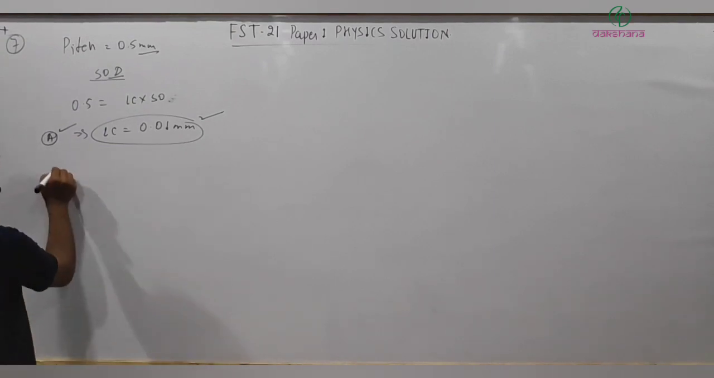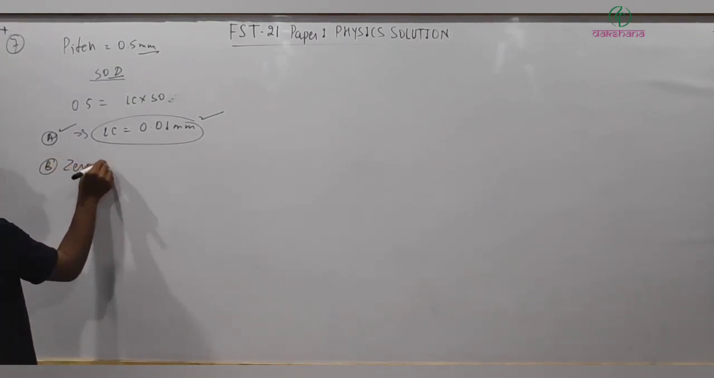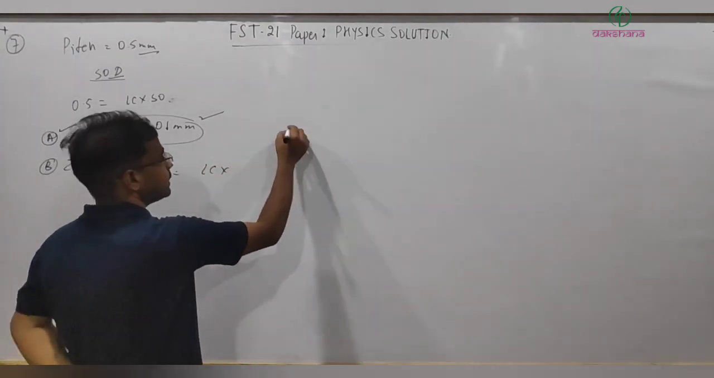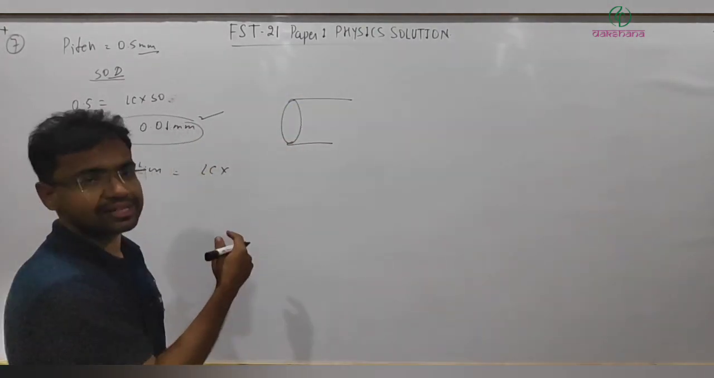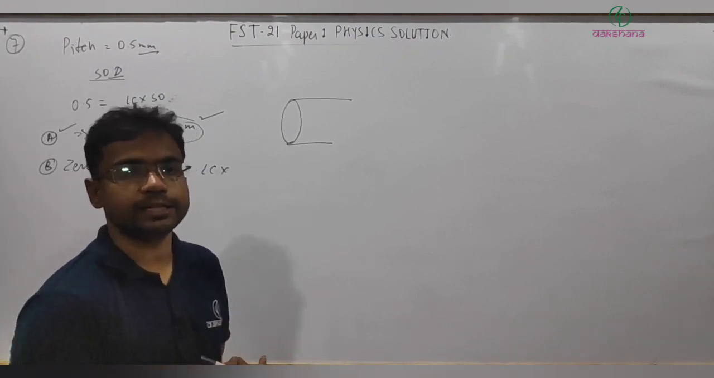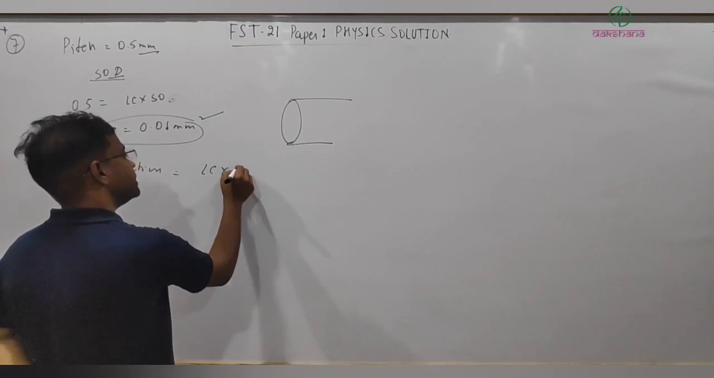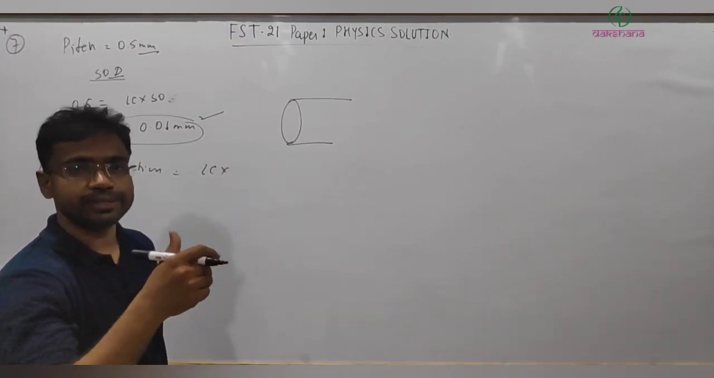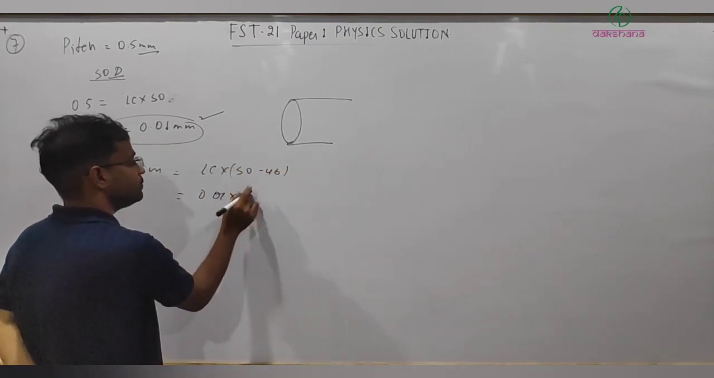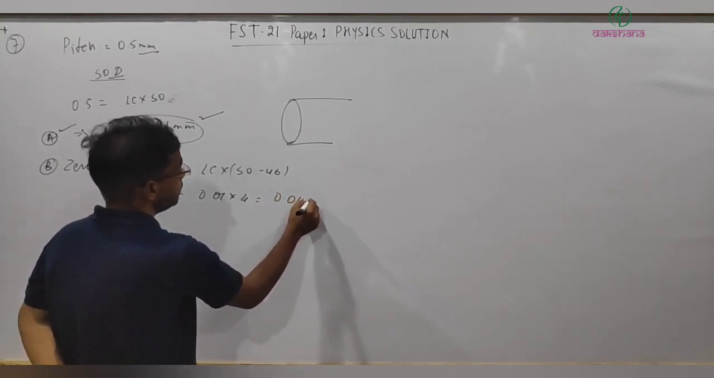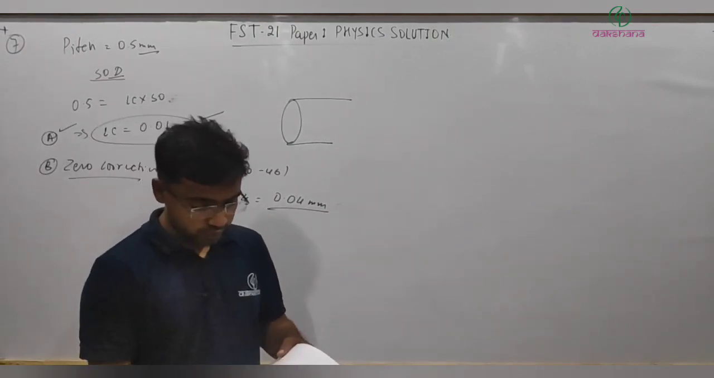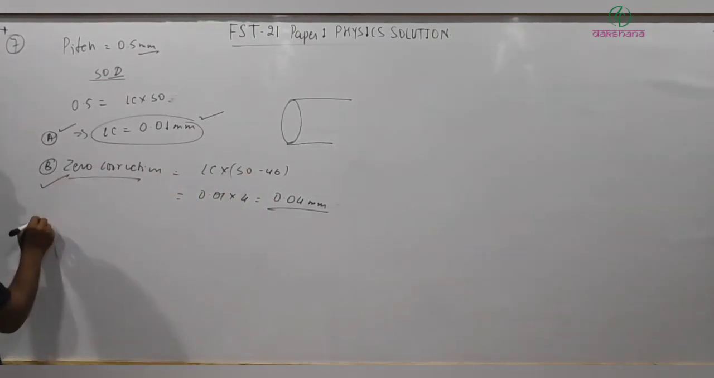Then here B, zero correction, that is equal to the least count multiplied by this, as you can understand if you have gone through the screw gauge, how it is working and how we measure it. So from there I can directly write it. This will be multiplied not by 46 divisions, but by 4 divisions. Is it 50 minus 46? That will be 0.01 multiplied by 4, and that is equal to 0.04 mm. So zero correction is 0.04, and this is also correct.